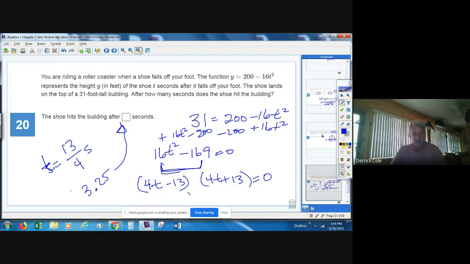Okay, so basically I added 13 divided by 4. That's how I got 13 over 4. Okay, this equals 0, so I add 13 divided by 4. And that, my friends, is it.